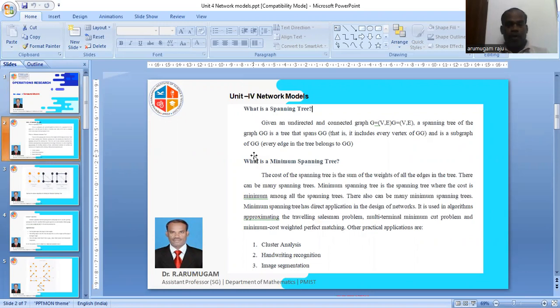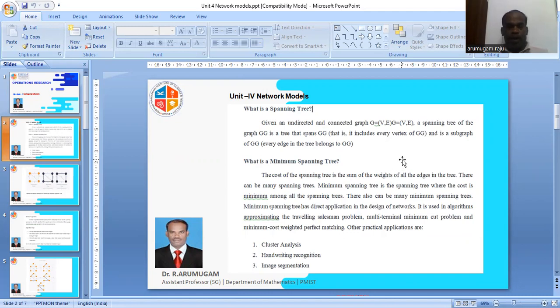So, what is a spanning tree? In this network model, we have spanning tree, minimum spanning tree, and so on. So, what is a spanning tree? Given an undirected and connected graph G equal to (V, E), here V means vertices and E means edges.